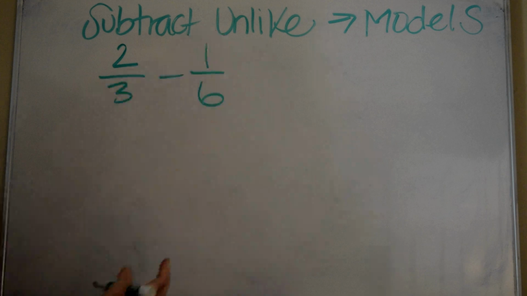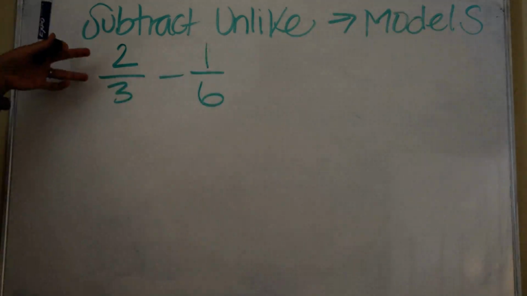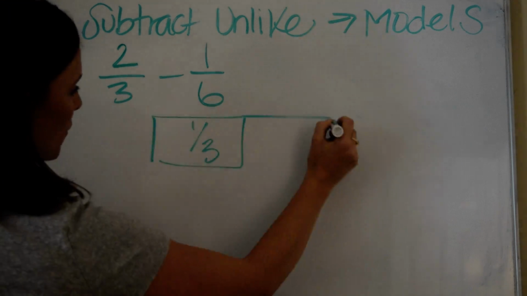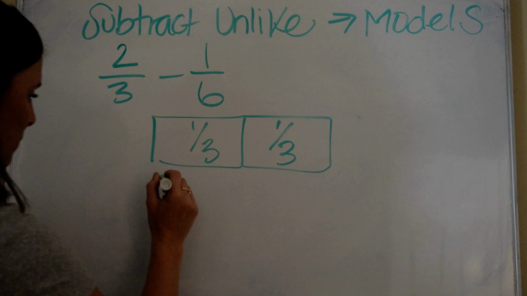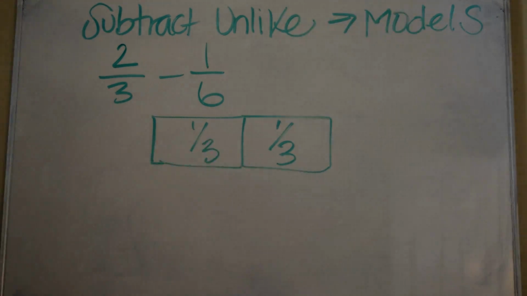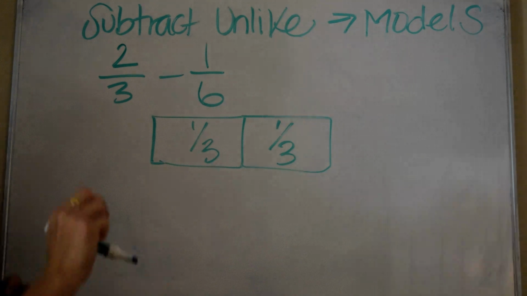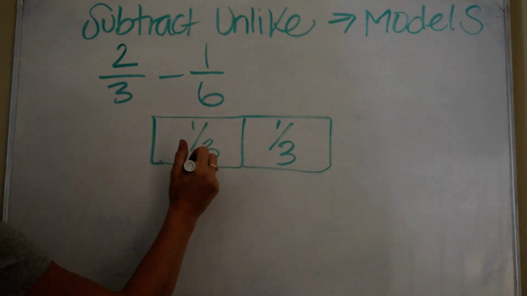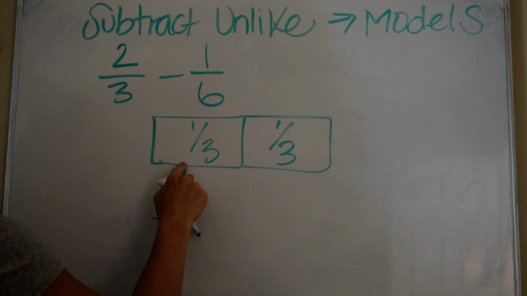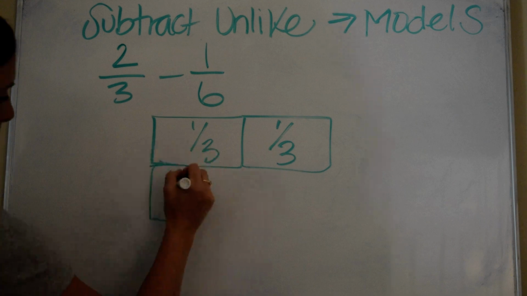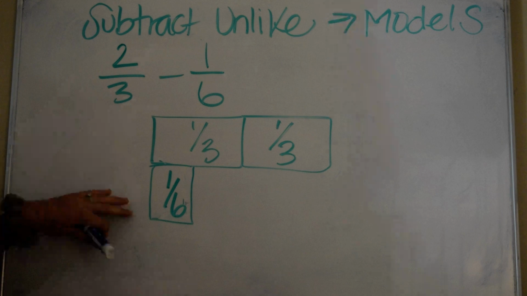So let's represent these models. I'm taking my whole, which is 2/3, right? So I have a third and another third. I have a total of 2/3. Imagine you have that amount and you want to take away just a sixth of it. So if you took your sixth tile and lined it up underneath, right? Probably be a little bit bigger, let's see. So imagine you want to take away that amount.